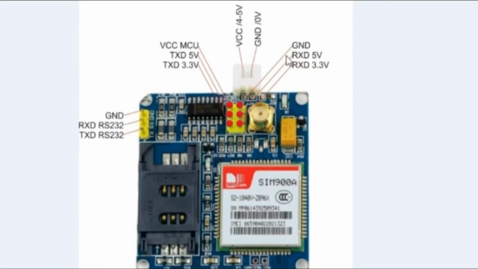And this is the ground pin. We'll be using 3 pins: the ground pin, the RXD pin and the TXD pin. The RXD is the receive pin and the TXD is the transmit pin. You can simply use a SIM over here, and this is the SIM900A module. You can also use SIM900D.